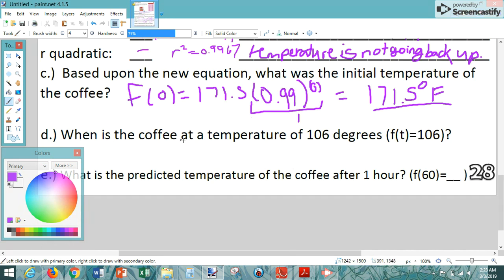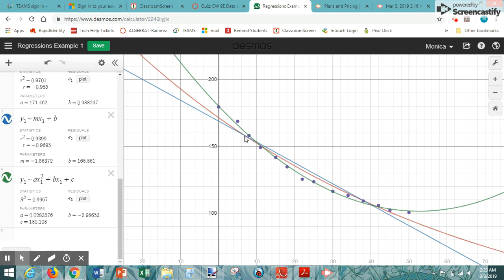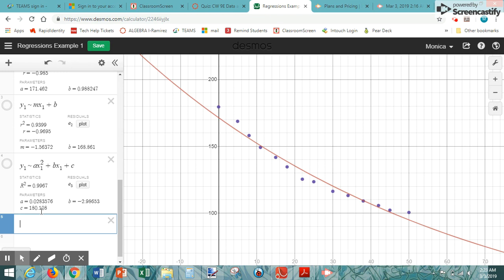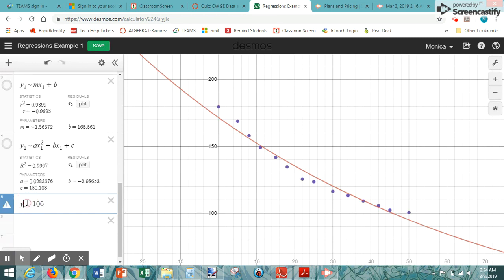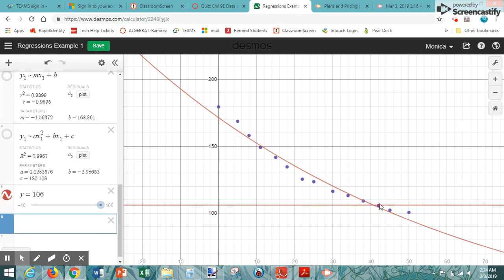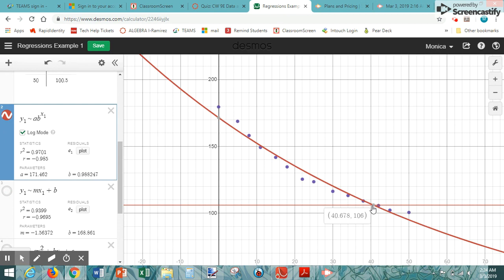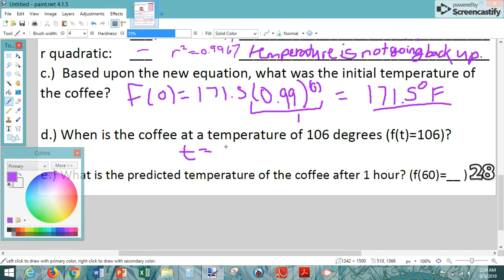Now D, it says, when is the coffee at a temperature of 106 degrees? Basically, when f of t equals 106, what does t equal? Well, let's go to Desmos and see that. So we're looking at the exponential graph, so we can go ahead and hide the other two. And it says when f of t equals 106, so let's just put y equals 106. So let's see when those cross. It looks like they cross at about 41, so about 41 minutes.